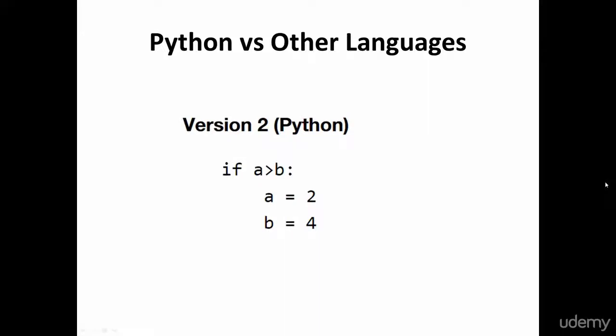What does this look like in Python? You'll notice the syntax is a lot cleaner and a lot simpler. This is one of the main beauties and what people really enjoy about Python. So you'll notice here we just have a direct statement. If A is greater than B, colon, you'll notice some white space here, which we'll make clear in a couple more slides in the future. You'll see it resets A is equal to 2 and B is equal to 4.